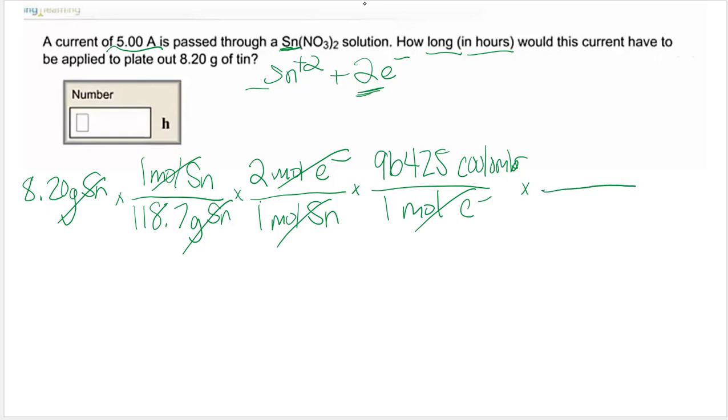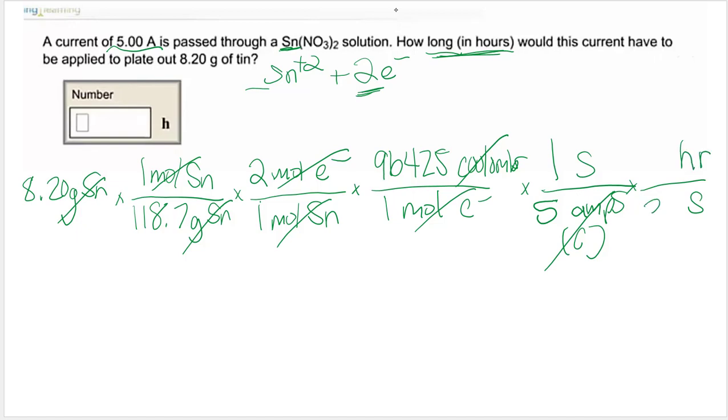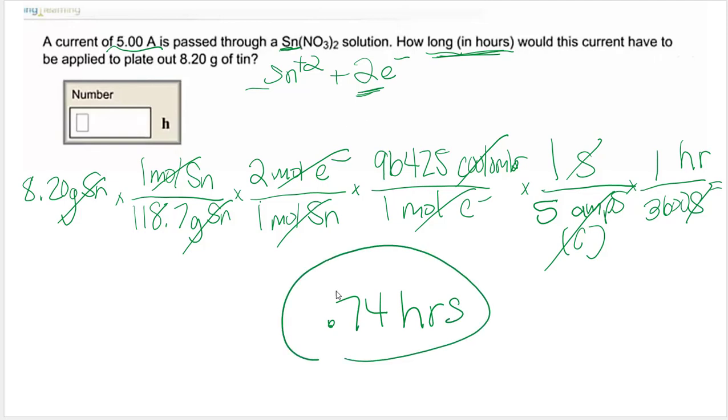Now we need to multiply it by my amps. I got to have my 5 amps, which is coulombs per second. So coulombs and coulombs will cancel. And then we want to get hours. We can go seconds to minutes and minutes to hours if you want, or we can just go right from seconds to hours, because we know that 60 times 60 is 3,600 seconds in 1 hour. That'll save me from doing another line. Seconds will cancel. So let's do our dimensional analysis here, and we should get almost 3/4 of an hour, 0.74 hours.